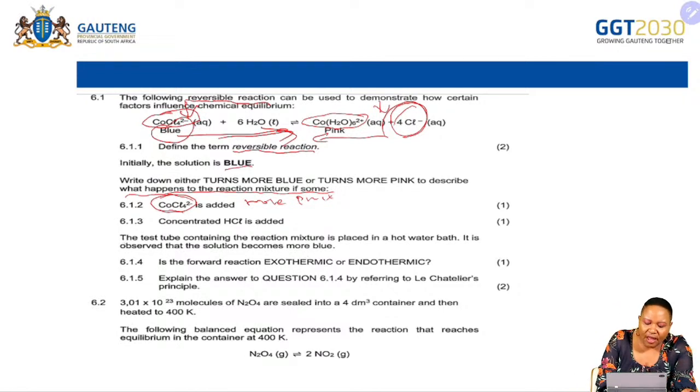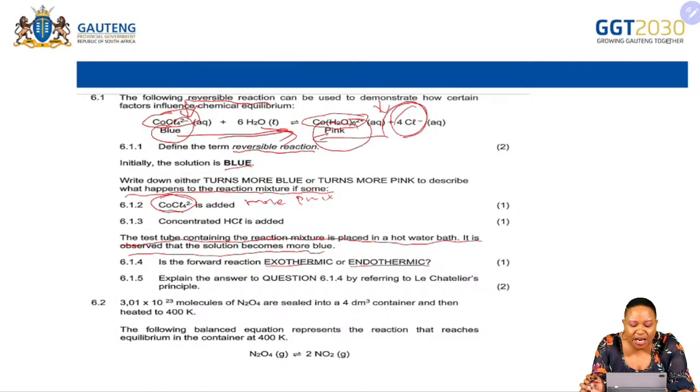Then the test tube containing this mixture is placed in hot water, and it's observed that the solution is turning more blue. Is this an exothermic or an endothermic reaction? We expect that if it is endothermic, then the solution must turn pink. Therefore, if it is turning blue, it means it is favoring the reverse reaction, which is going to be our exothermic reaction. So they say explain by using Le Chatelier's principle, which is what I was doing now.